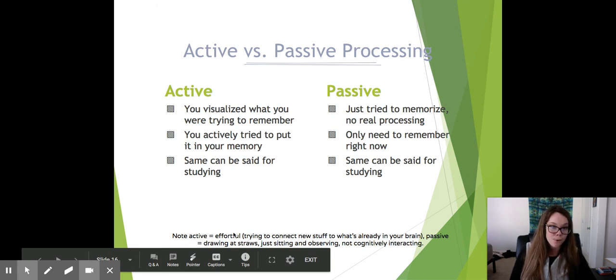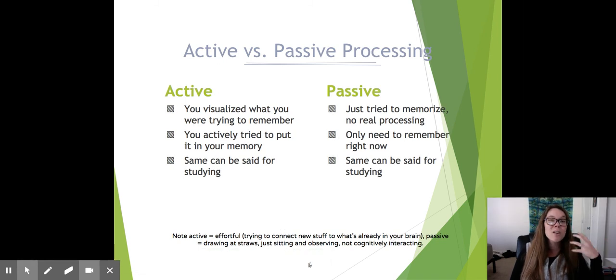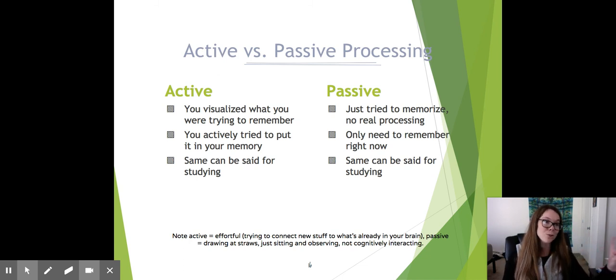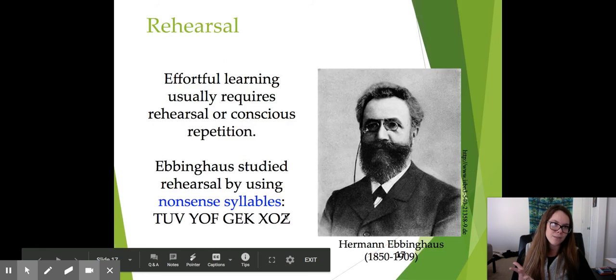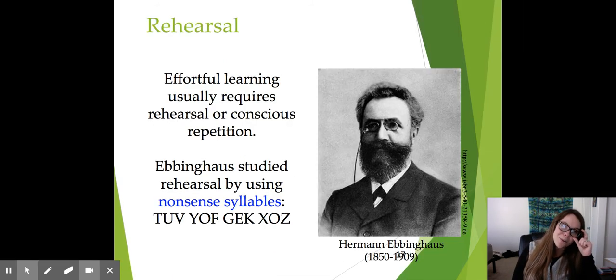Active is effortful, right? Passive is just sitting and observing, not really interacting. It's kind of like reading through a book to find the buzzwords for the answers on your worksheet, without really looking at the material, right? So active versus passive. And when we learn about rehearsal, we have to know about Ebbinghaus.